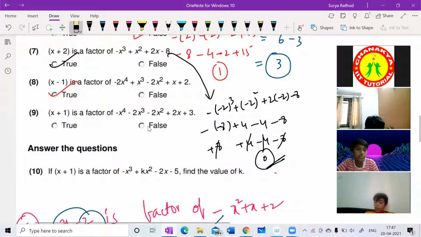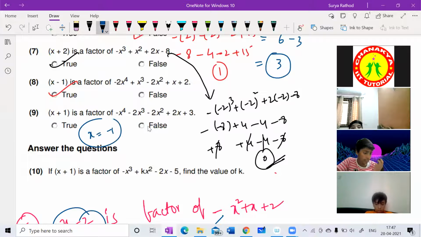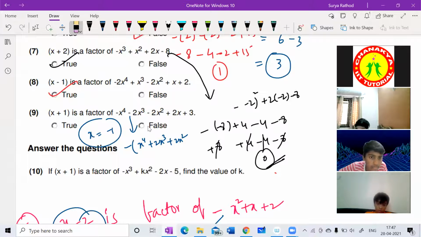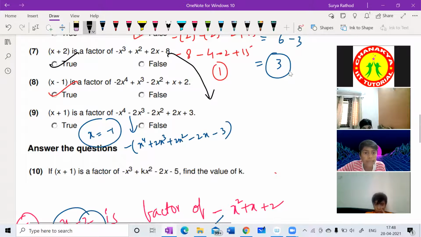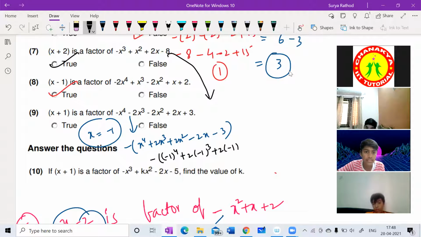One second. Sir, for the 8th question, I think it is false, sir. x is equal to minus 1, right? So minus x power 4 plus 2x cube plus 2x square minus 2x minus 3. Substitute here x is equal to minus 1: minus 1 whole power 4 plus 2 into minus 1 whole cube plus 2 into minus 1 whole square minus 2 into minus 1 minus 3.